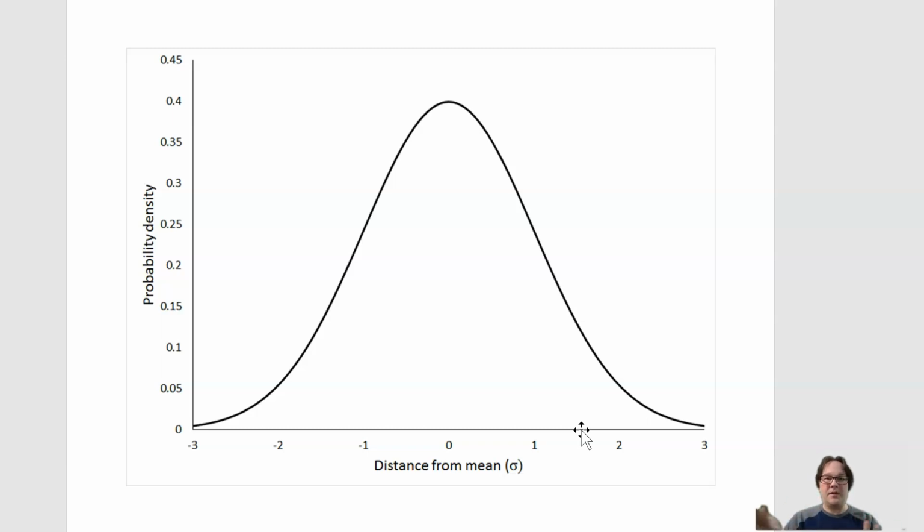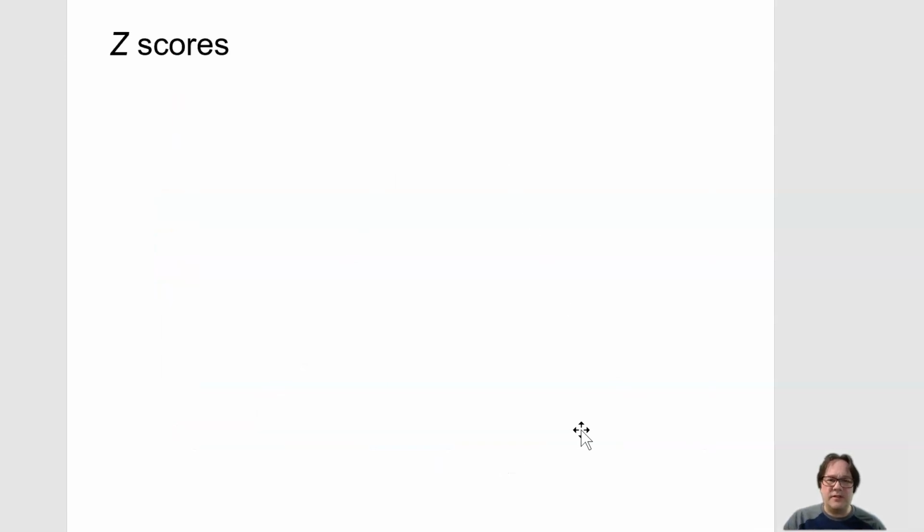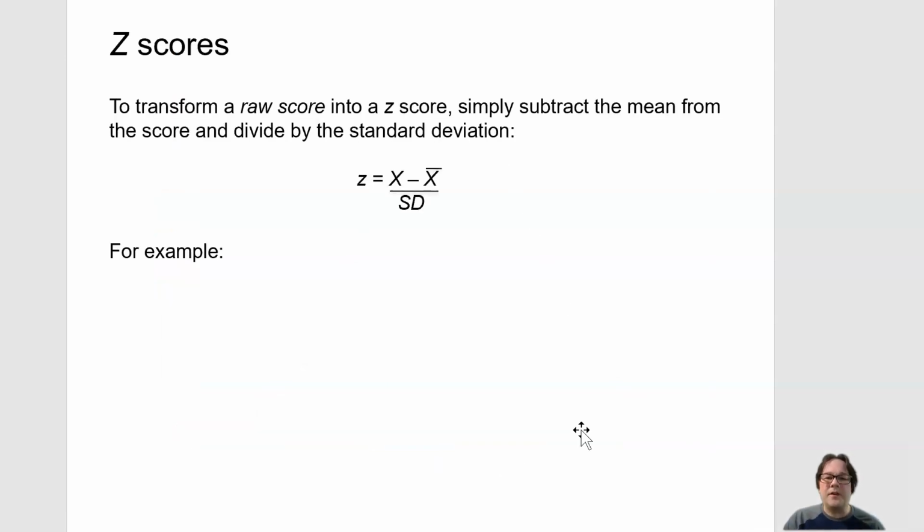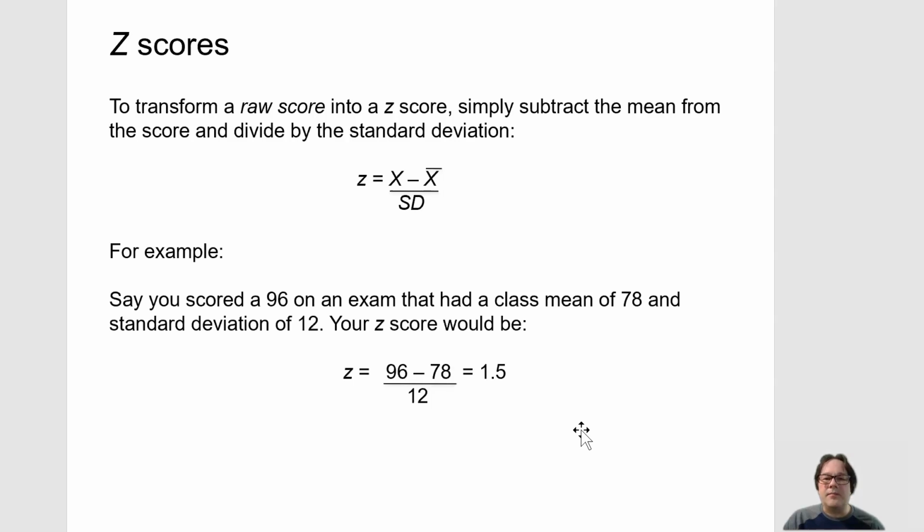And we know it's not bad because your raw score is a 96. And the class was 78, if I'm remembering correctly. Sorry, you were a 96 and the class was a 78. So you're 1.5 standard deviations above the mean. So you're a pretty good distance away from the mean, which means that you did fairly well on this exam. You're out there on that normal distribution.